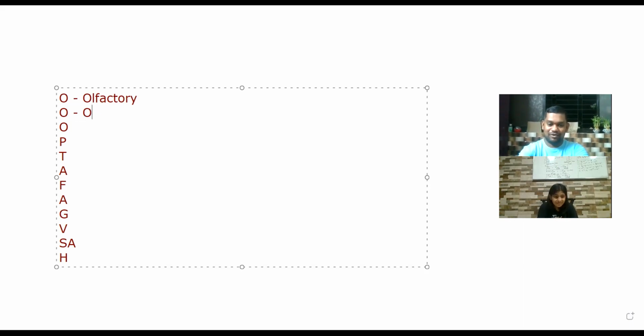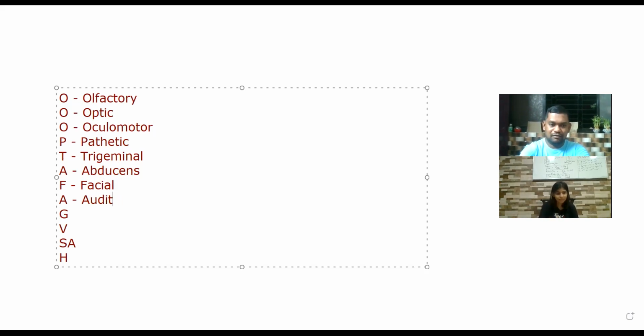Olfactory, optic, oculomotor, E for pathetic. See, these are names of nerves we are telling. Trigeminal, abducens. A for abducens. F for facial. A for auditory.